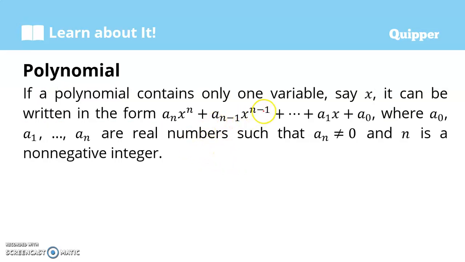If a polynomial contains one variable, say x, it can be written in this form. So we have a sub n, x to the power of n, plus a sub n minus 1 times x raised to n minus 1 plus dot dot dot plus a sub 1 x plus a sub 0. Where a sub 0, a sub 1, and a sub n are real numbers such that a sub n is not equal to 0 and n is a non-negative integer. Take note that n is found in the exponent of the variable x. So, hindi siya pwedeng maging negative.